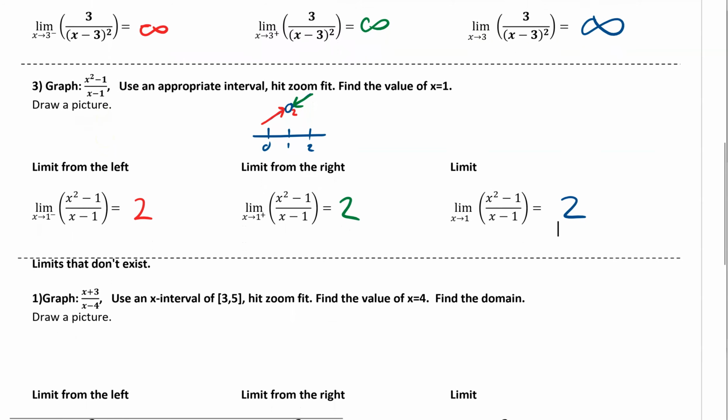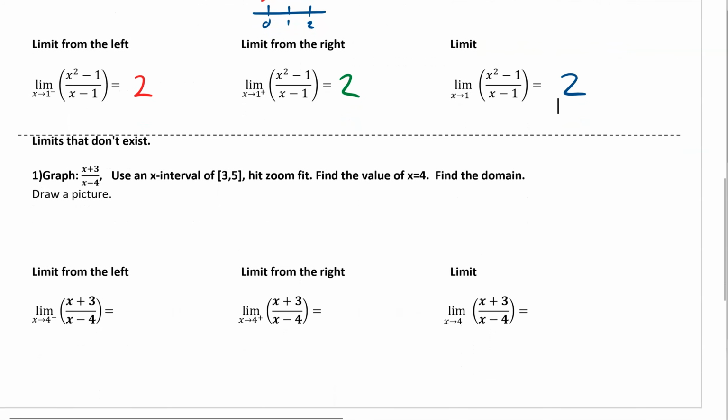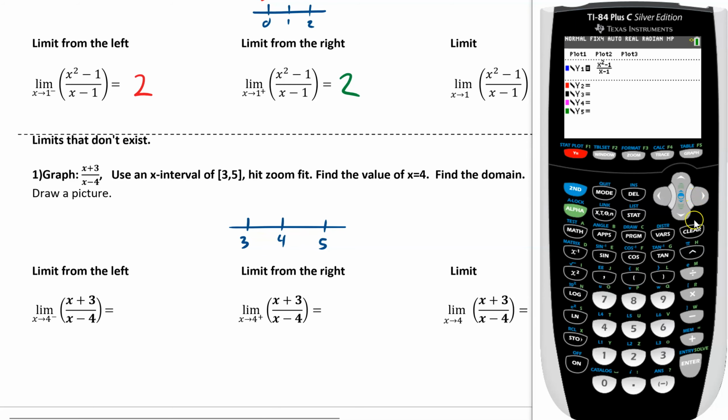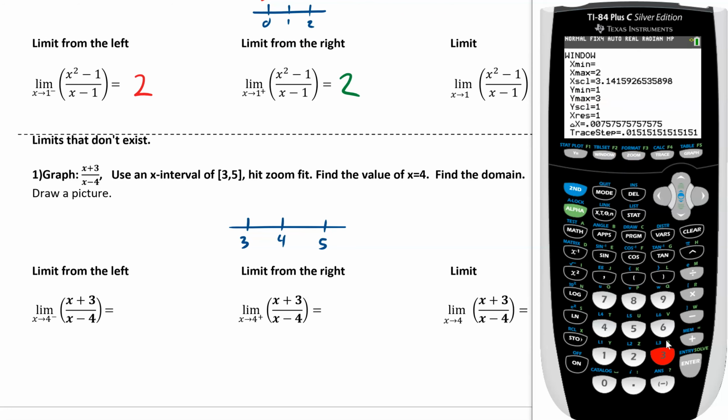All right, we need to have a limit that doesn't exist. So that means they're not going to approach the same number. So if we're at 4, left would be 3, right would be 5. And so this means it's not going to approach the same value. So let's plug it in and see what we get. So alpha y, number 1, x plus 3 over x minus 4. Change our window to 3 and 5. So 1 to the left, 1 to the right. Hit Zoom Fit.